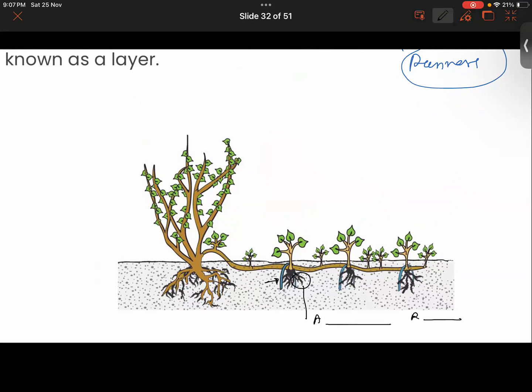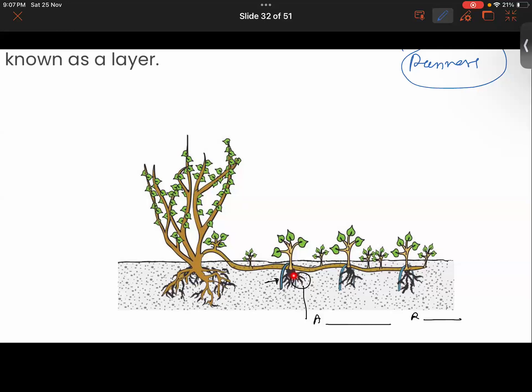So adventitious roots, exactly. Because they have not grown from the radicle, right? So they are the adventitious roots. You're getting it now. Okay. So basically, this is adventitious roots here.